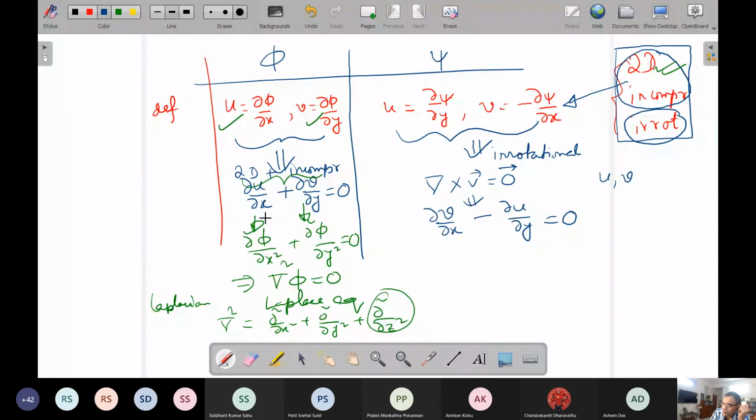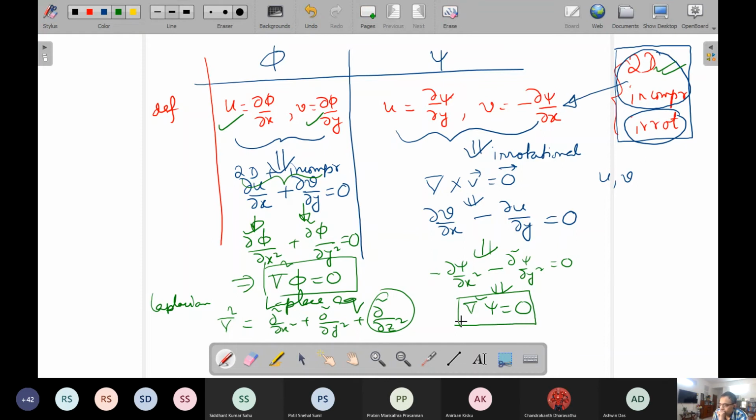So now if you substitute this u and v, this is also like del square psi equal to 0. So you can see, very interestingly, when you have two-dimensional incompressible and irrotational flow, both these functions of x, y are satisfying the same template equation. It's the Laplace equation.